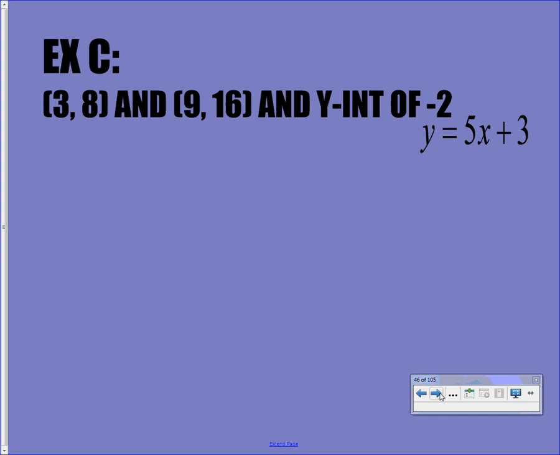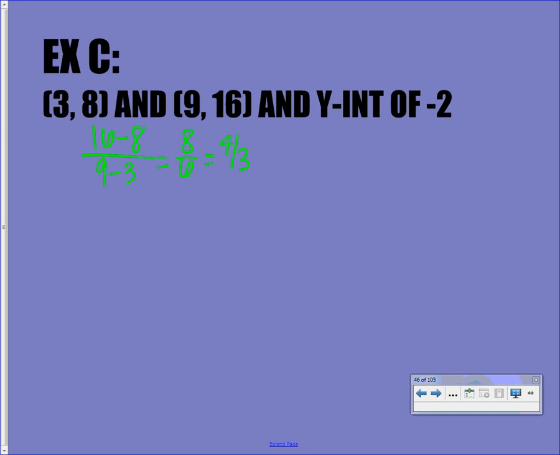This time it gives me two different points, 3, 8, and 9, 16, and has a y-intercept of 2. And this was something extra that we didn't need here. So to find the slope between 2 points, I do the difference in the y's. So I've got 16 minus 8 over the difference in the x's, so 9 minus 3. So that's going to leave me with 8/6, which I can reduce down to a slope of 4/3.